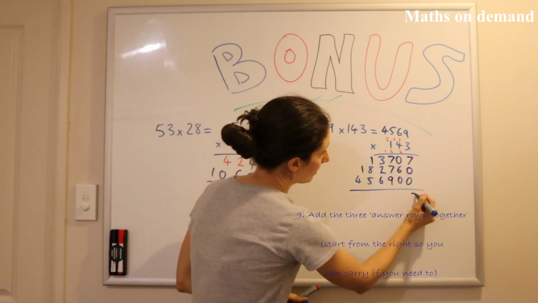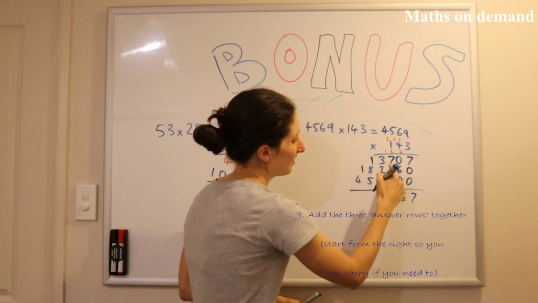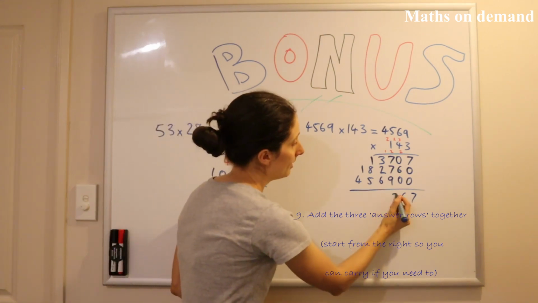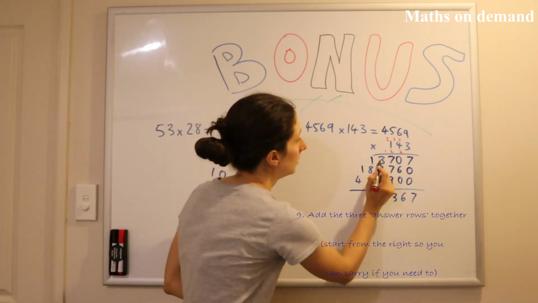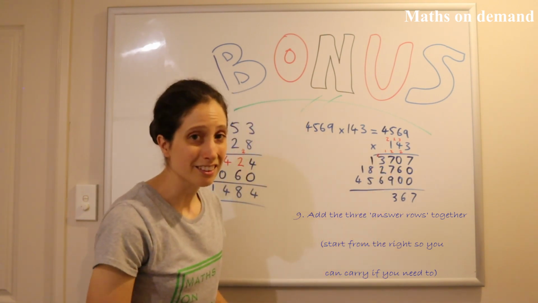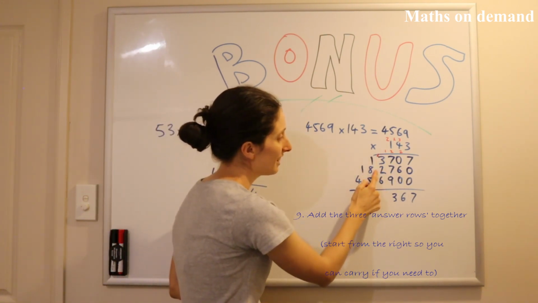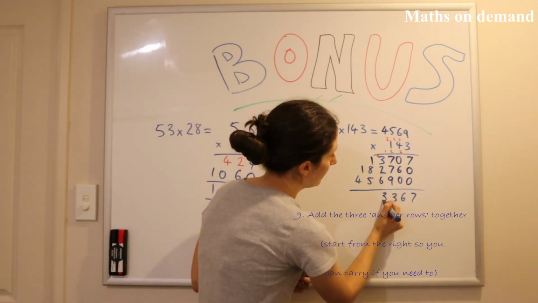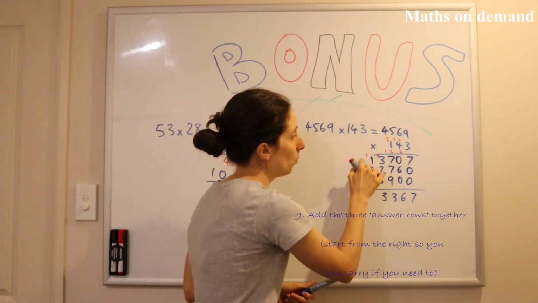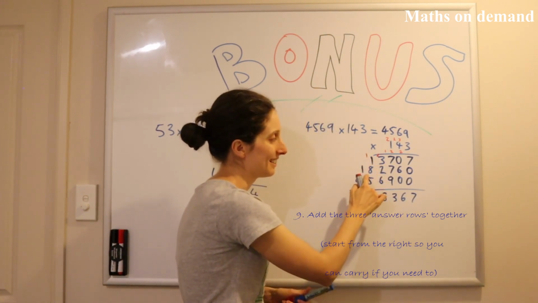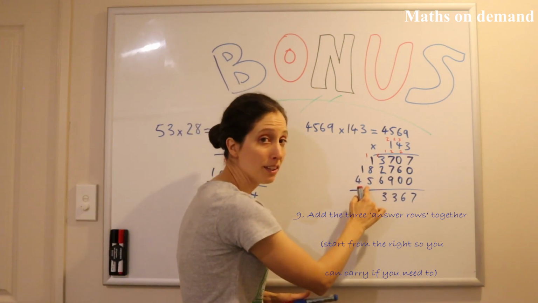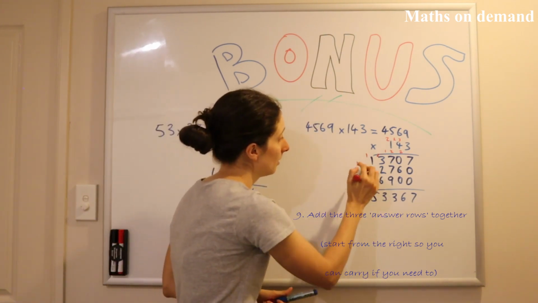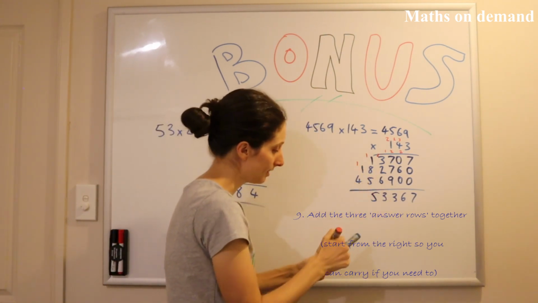7 and 0 and 0 is 7, 0 and 6 and 0 is 6, 7 and 7 is 14, 14 and 9 is 23, carry the 2. 2 and 3 is 5, 5 and 2 is 7, 7 and 6 is 13. Write the 3, carry the 1, 1 and 1 is 2, 2 and 8 is 10, 10 and 5 is 15. Write the 5, carry the 1. We're nearly done. 1 and 1 is 2, 2 and 4 is 6.